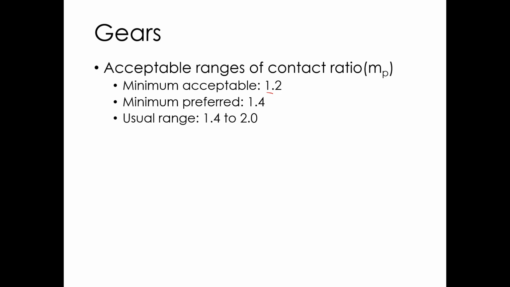So this has to be greater than 1. You don't want it to be 1; you want some margin on top of it. The minimum acceptable is around 1.2, preferred is around 1.4, usual range between 1.4 and 2. So this is really where you want to be. That determines the biggest teeth you can use for a given pitch diameter.